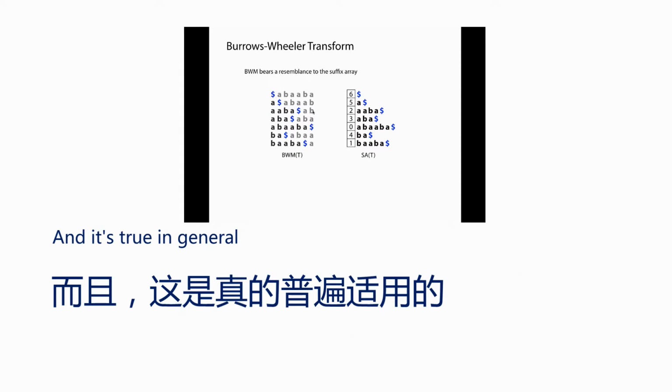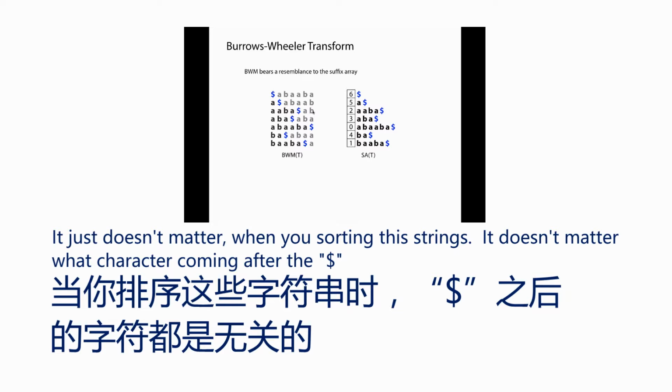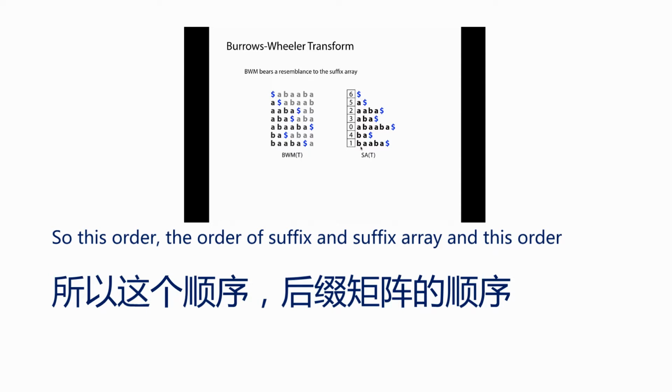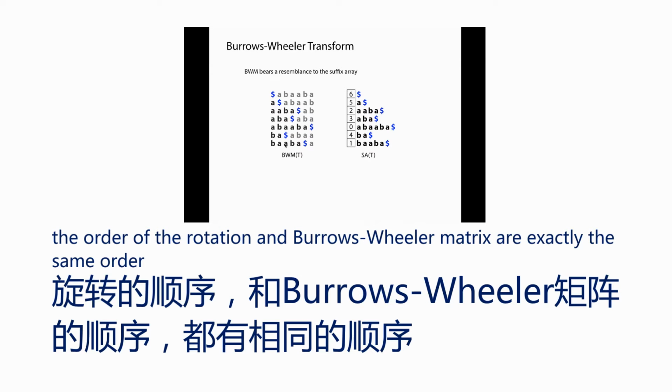And that's true in general. It just doesn't matter when you're sorting these strings what characters are coming after the dollar sign. So the order of the suffixes in the suffix array, and the order of the rotations in the Burrows-Wheeler matrix, are exactly the same order.